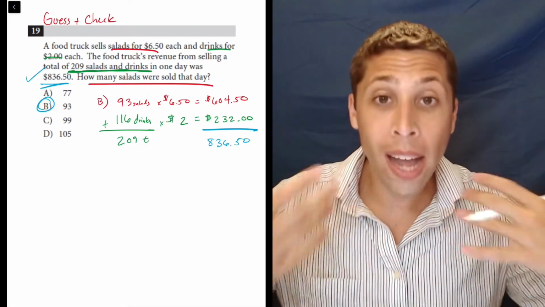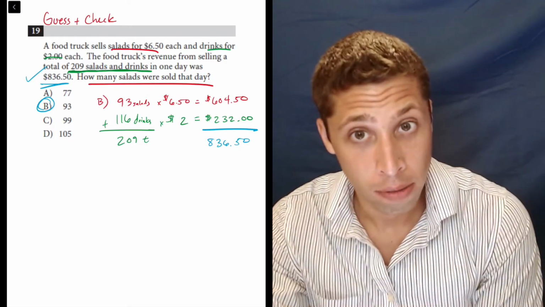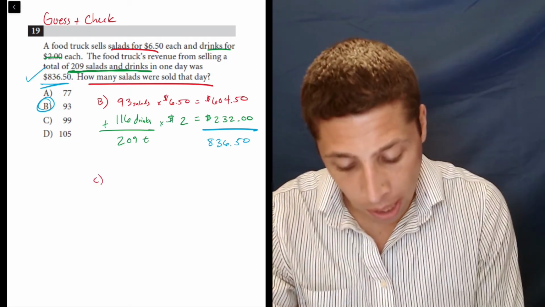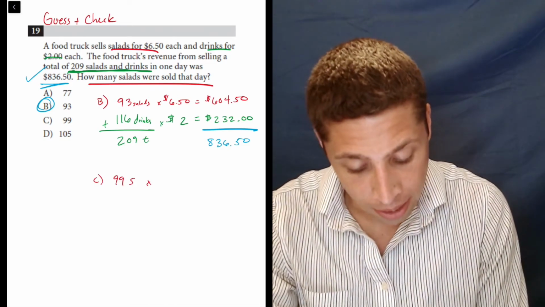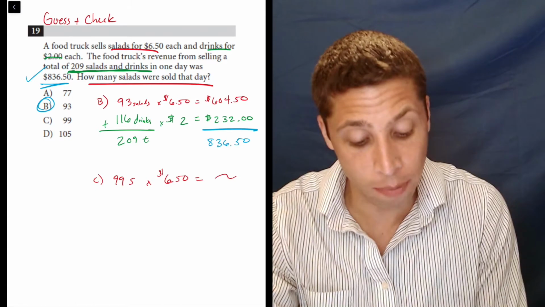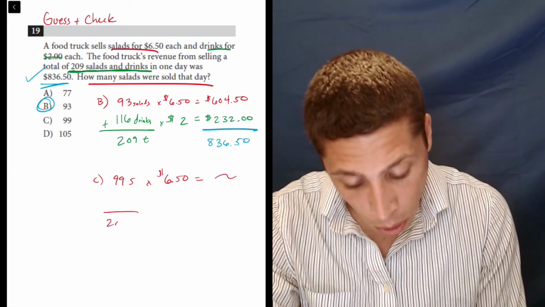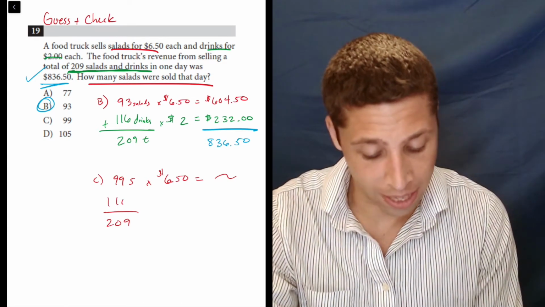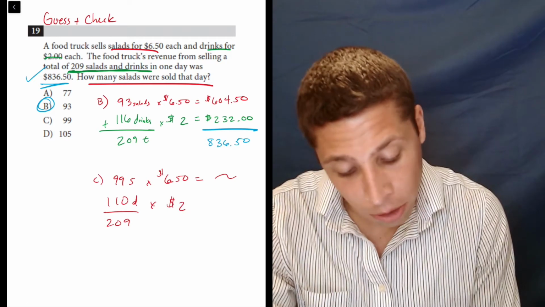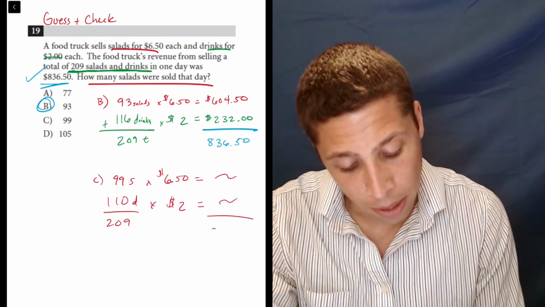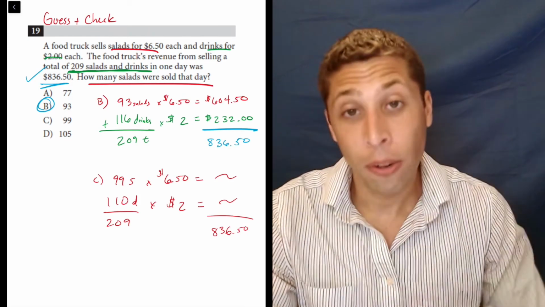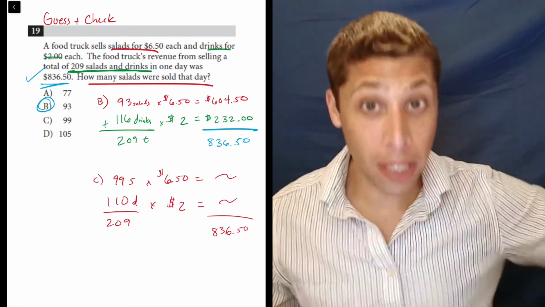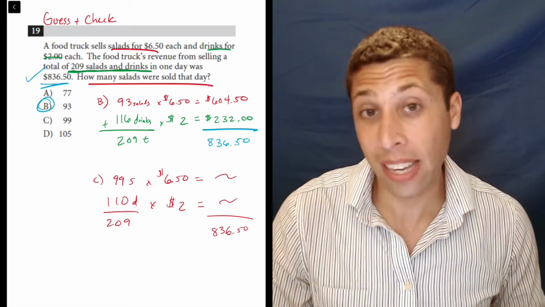So why is this good? Well, if I was wrong, I could have just done it again with a different number, right? It doesn't take much effort to say, okay, let's try C. 99 salads times $6.50, that's still going to give me some number. Then 209 minus 99, that's 110 drinks times $2 a piece, equal to some other number. Do those add up to $836.50? Once you figure out the process, even if your guess is wrong, you can just repeat that process with new numbers, and that makes guess and check efficient.